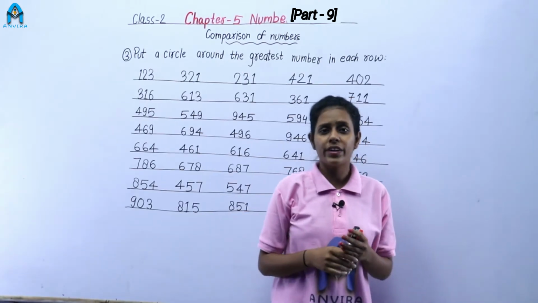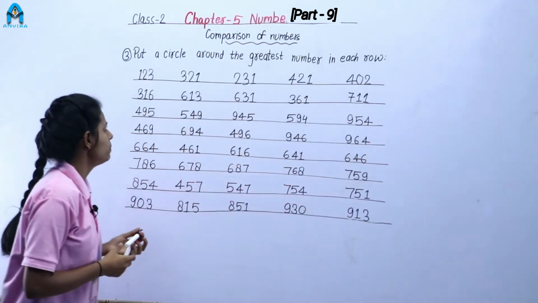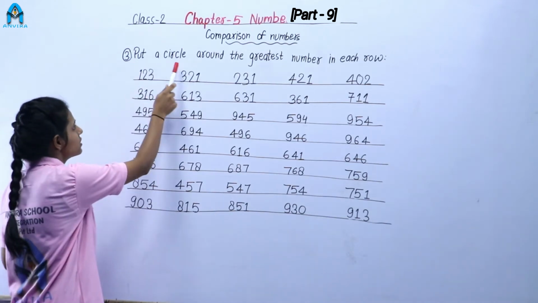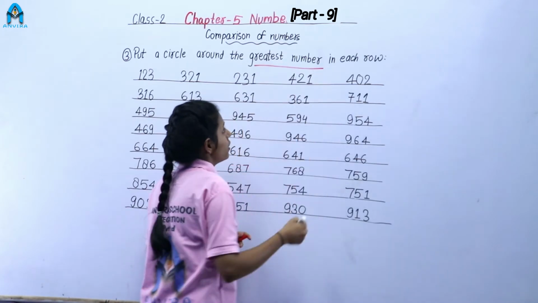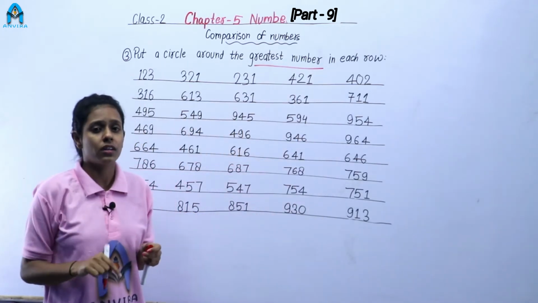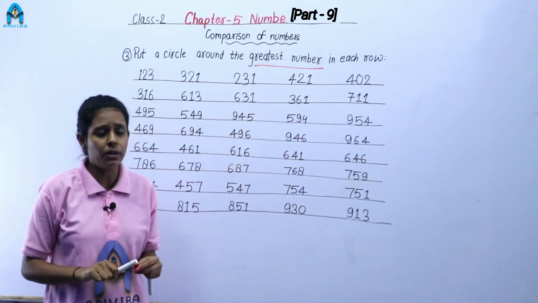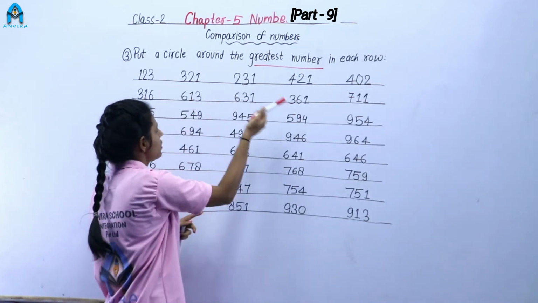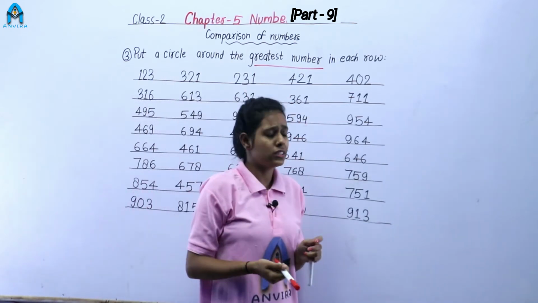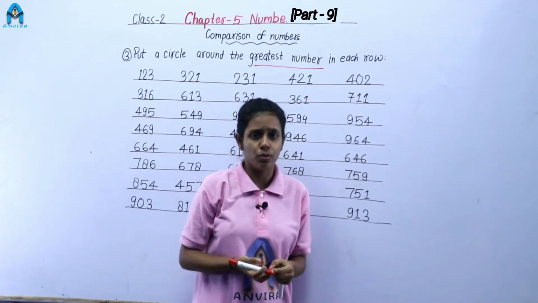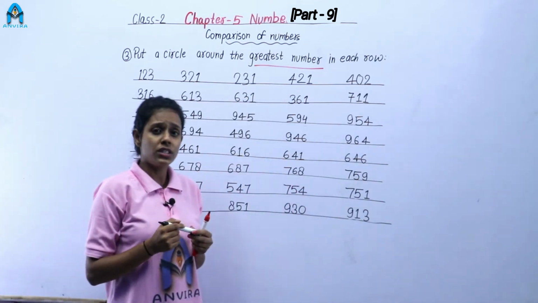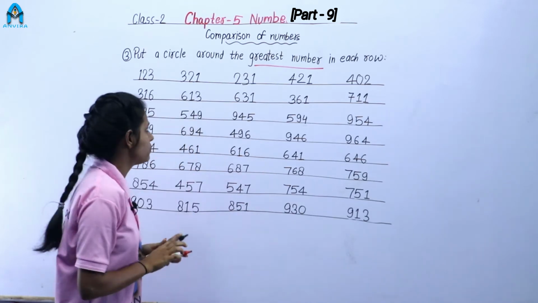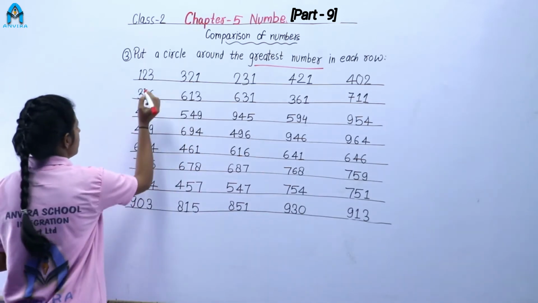Let's go to our next question. Question number 3. Put a circle around the greatest number. In question number 2, we put a circle on the smallest number. Now, put a circle on the greatest number in each row. Let's start with our first row. First, compare the hundreds place. Let's start.